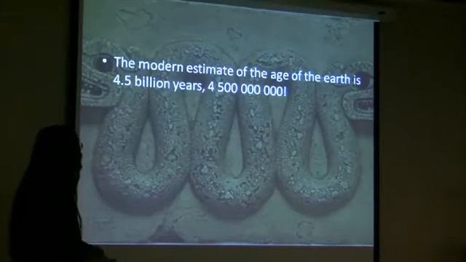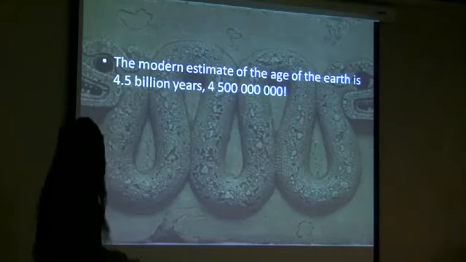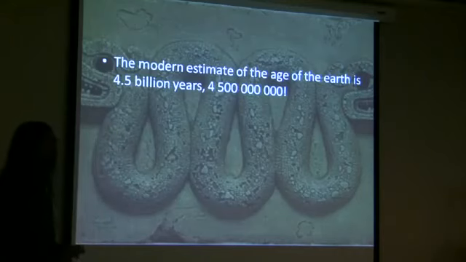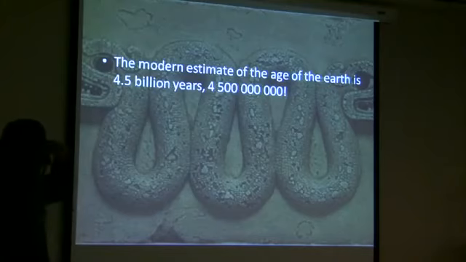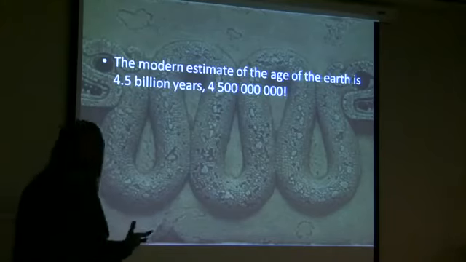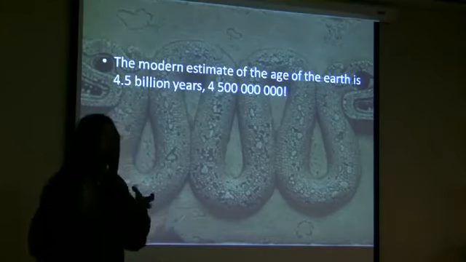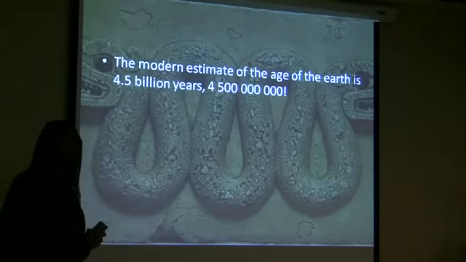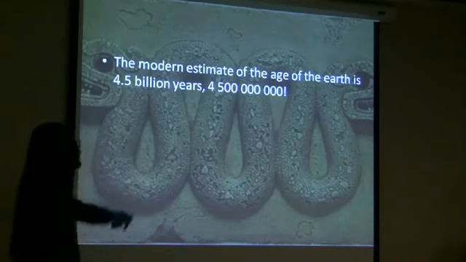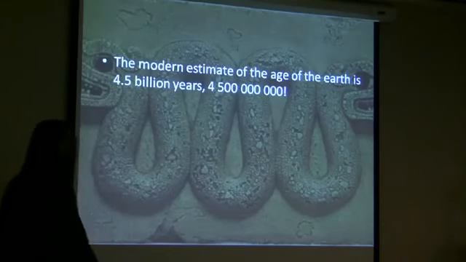The modern estimate of the age of the Earth is about 4.5 billion years old. And that's actually a fairly accurate estimate. This has been something we've been working on as humanity for about 200 years, trying to figure out the age of the Earth. And based on modern radiometric dating and the relationship between lead isotopes and uranium isotopes, we can figure out that the Earth is approximately 4.5 billion years old. That's a lot of zeros.